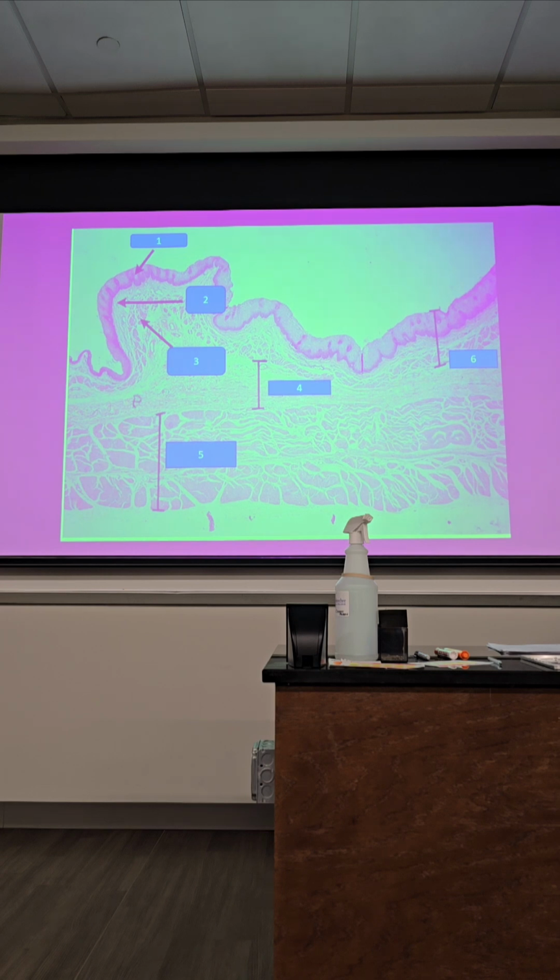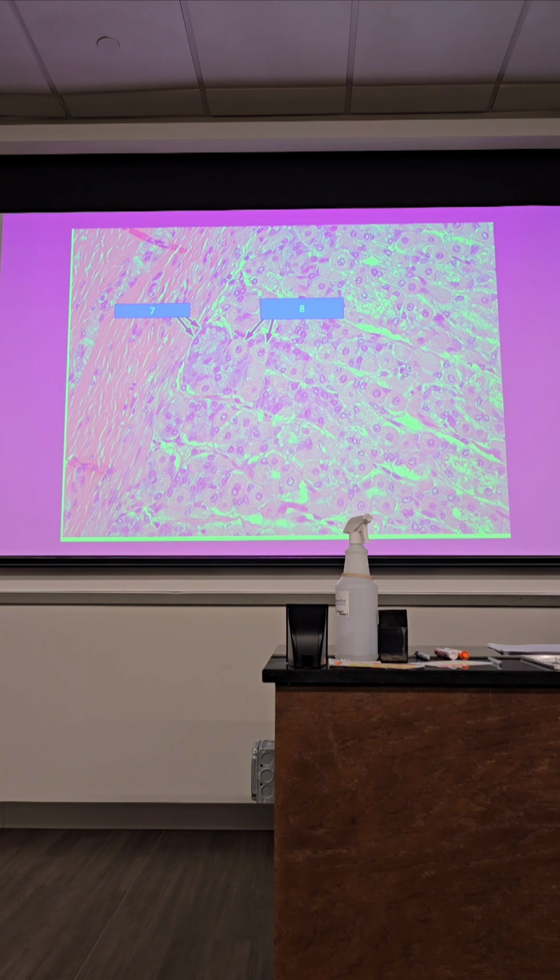Okay, so for you to say mucosa, you must see these three layers. You must see the epithelium, you must see the lamina propria, and you must see the muscularis mucosa. Don't worry about this slide. This is a stomach showing you parietal cells and chief cells. Don't worry about that. Okay, but this one says identify the slide.